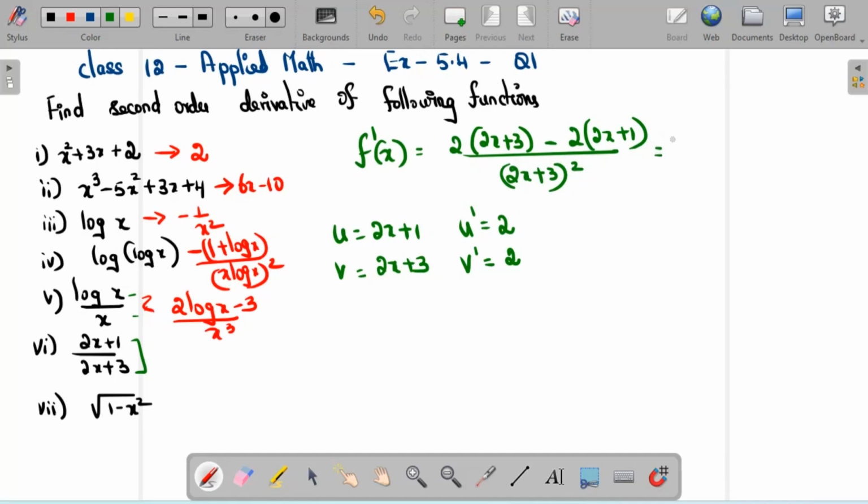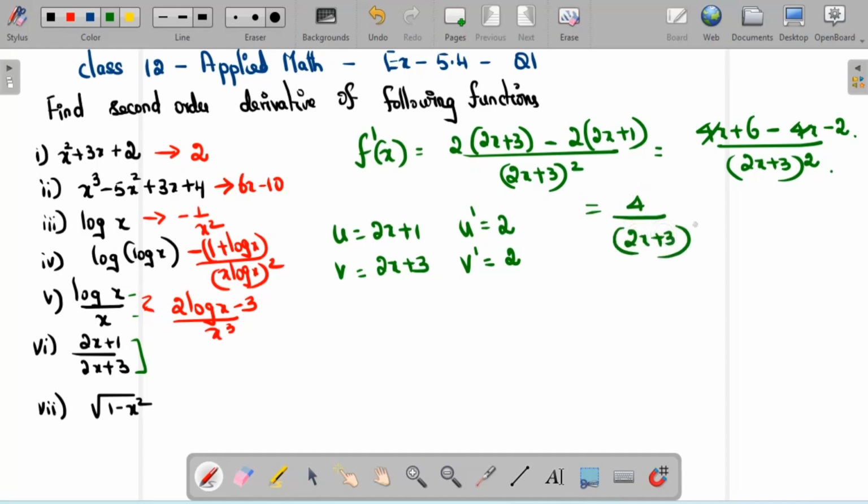First let's simplify the numerator. So this is 4x plus 6 minus 4x minus 2, the whole thing divided by 2x plus 3 the whole squared. So 4x and 4x will vanish, 6 minus 2 is 4. So this is 4 divided by 2x plus 3 the whole squared. So this is f dash of x.